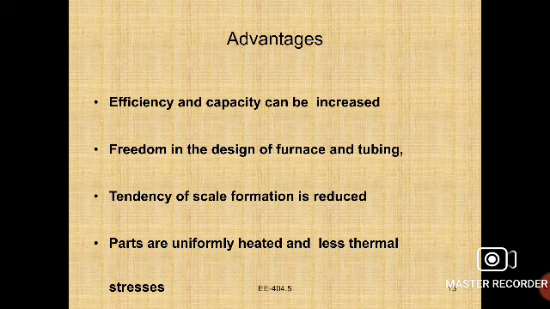And the next one, the tendency of scale formation. Some amount of mud particles will be produced at the bottom of the boiler. The tendency of scale formation is reduced, so the unwanted material will be reduced. Next, parts are uniformly heated, which prevents the danger of overheating, and there are less thermal stresses.